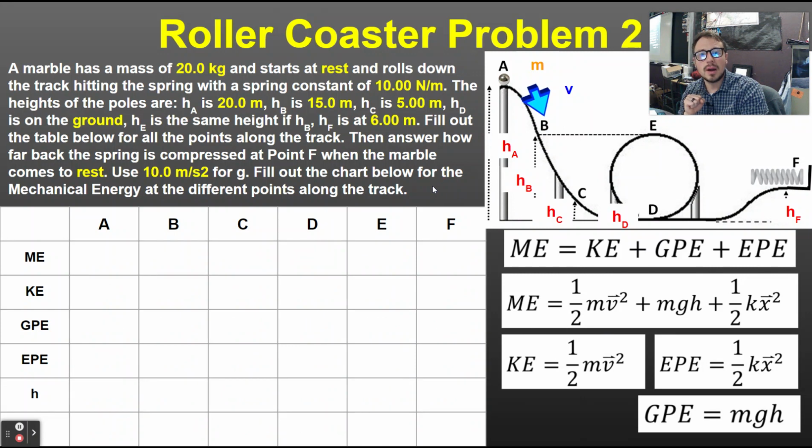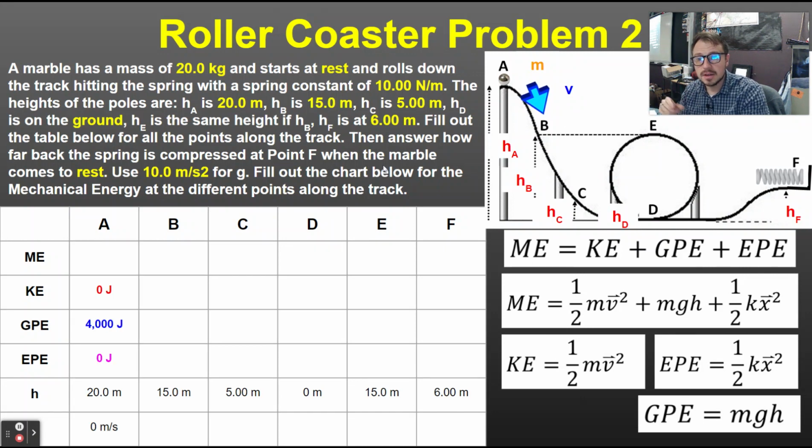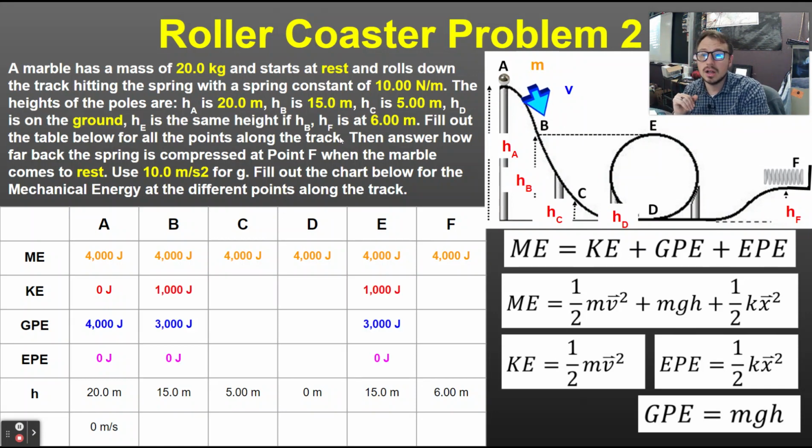Now, let's do another problem. This problem is exactly the same, except now I have a larger marble, 20 kilograms instead of 5. But the heights are the same. It still starts at rest, same track. So now I've got a larger mechanical energy, right? I still do this spot because now I've got 4,000 joules of gravitational potential energy at the start. So I have 4,000 joules of mechanical energy along the track.